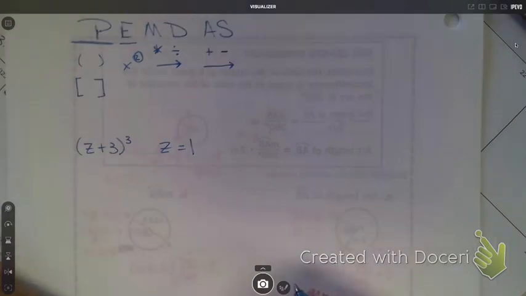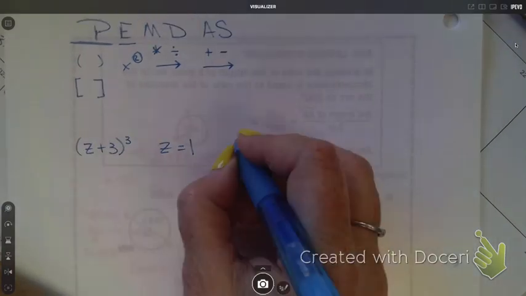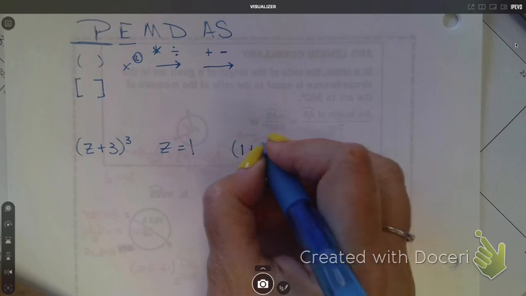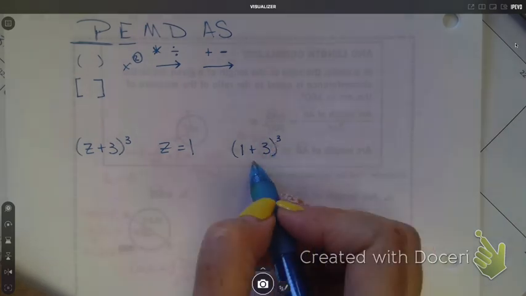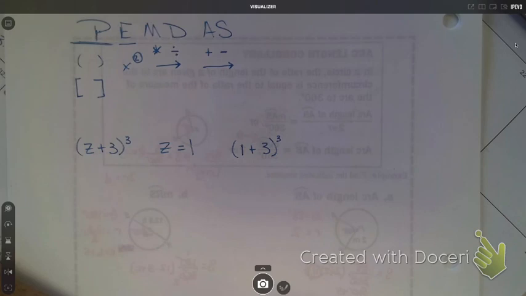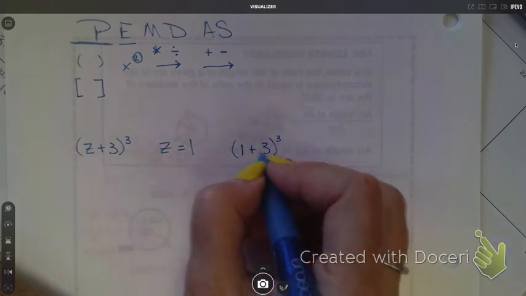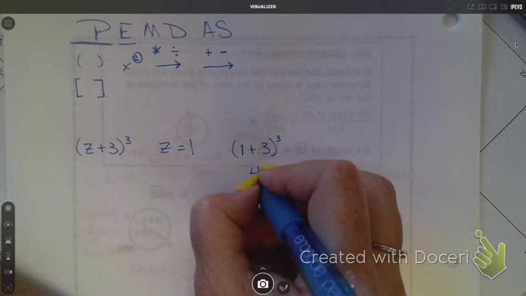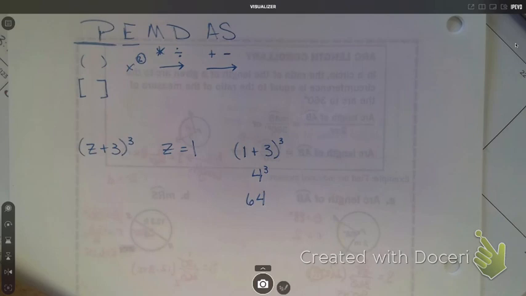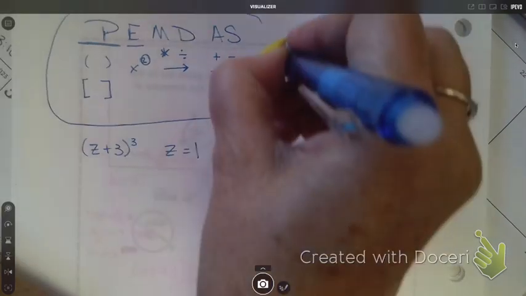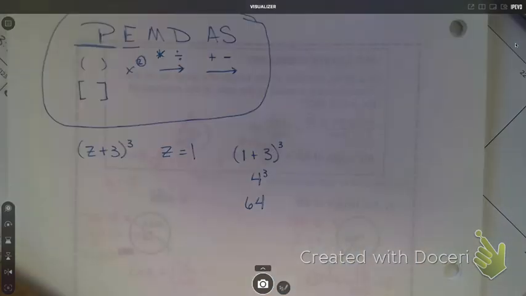So when I have Z plus 3 cubed, when Z equals 1, the first thing I do is plug in 1, correct? So I have 1 plus 3 cubed. So do I do exponents or parentheses first? Parentheses. So what is 1 plus 3? 4. So 4 cubed is 64. You have to follow the order of operations. If you do not, you will get them wrong.